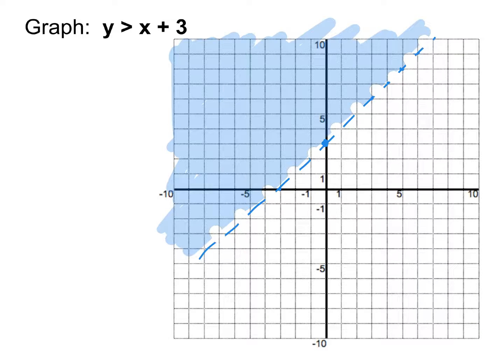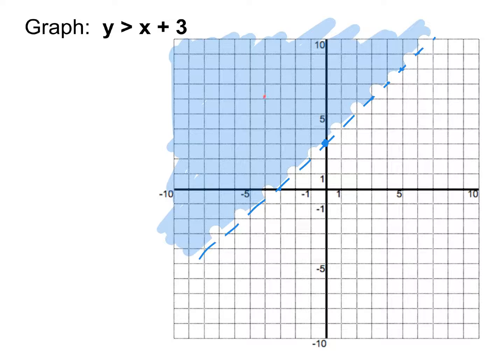Now, if you haven't seen this before, then a little bit of background. Why would we make it dotted? Because we want to show the graph of all y values that are greater than x plus 3. So that's why we shade this whole area up here. We want to show that that whole thing, every y value up there, every combination works.